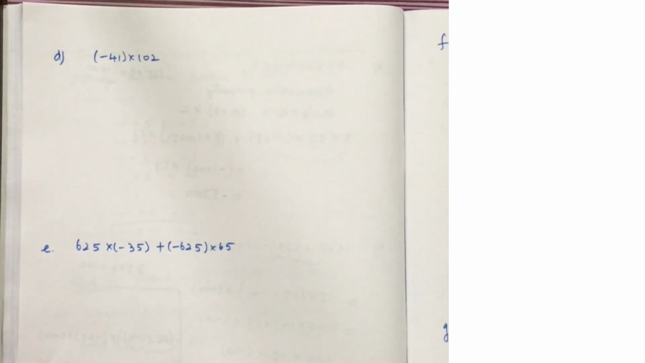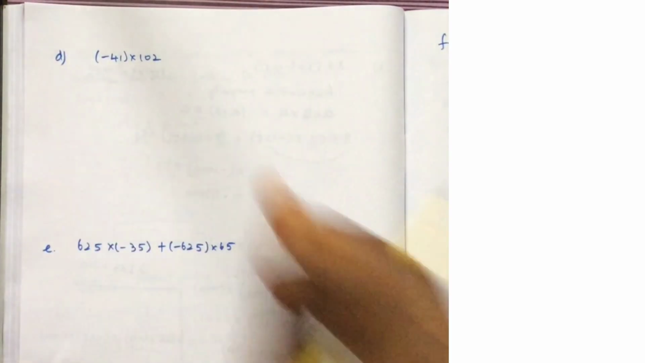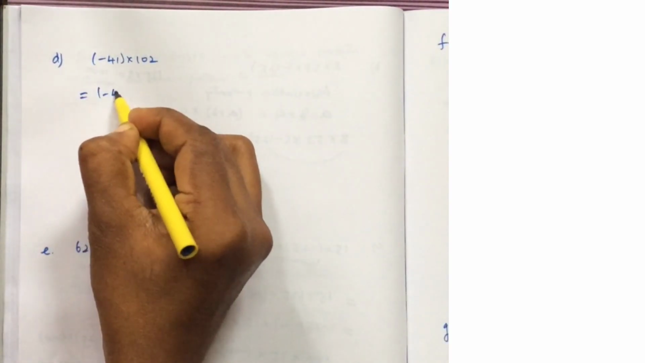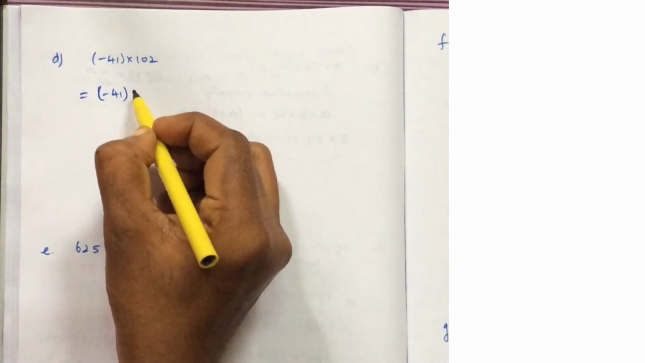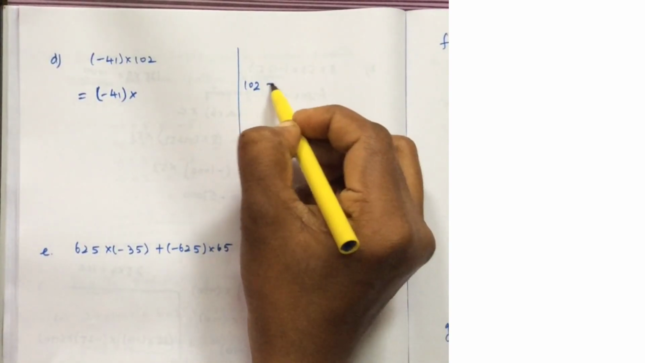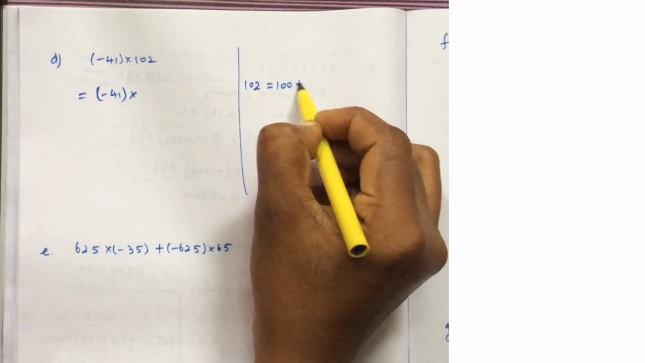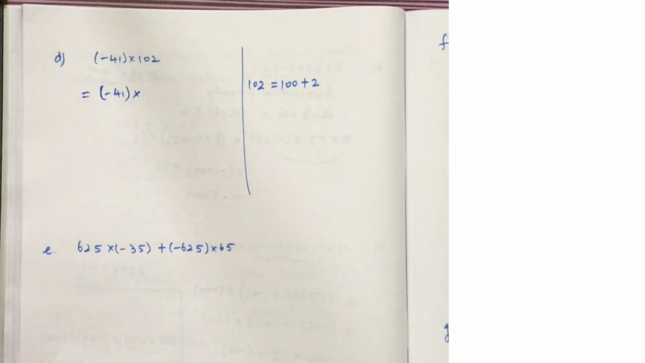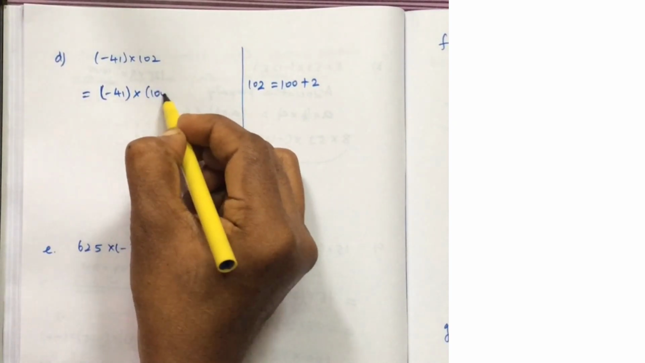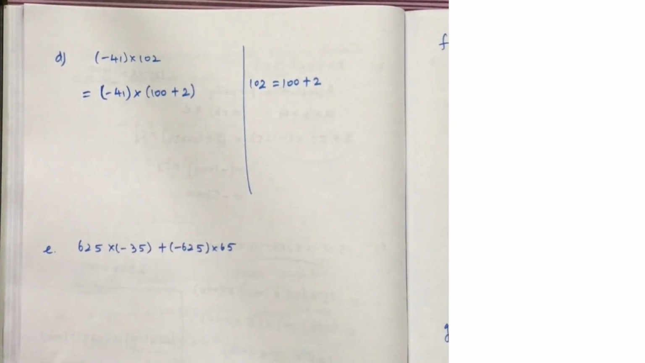Next problem is minus 41 multiplied by 102. You can directly multiply, but in question it is asked to use suitable properties. So what I am doing is I am keeping this minus 41 as it is. Instead of 102, I am writing 100 plus 2.